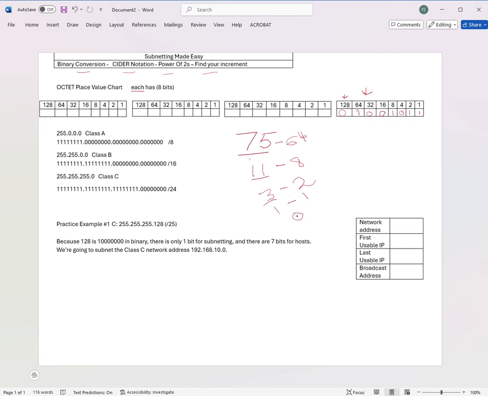Okay? And just so that it's clear, 75 in binary is equal to 0, 1, 0, 1. Oh, I made a mistake there. I need to look at my chart. That's why it's good to have a chart.